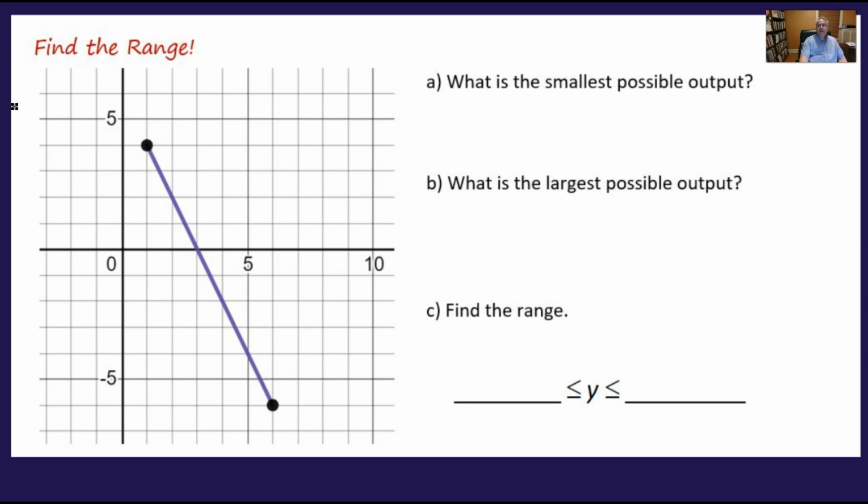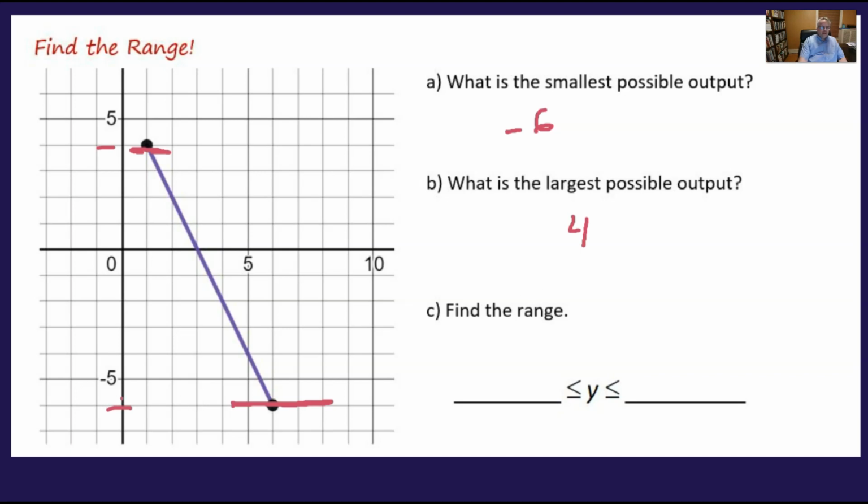Okay, so what is the smallest output? How low does the graph go? Well, it goes down here. This is the smallest y value in the graph, and it would be -6. What's the largest possible output? That's how high does it go vertically. Well, it looks like the largest output is going to be 4.